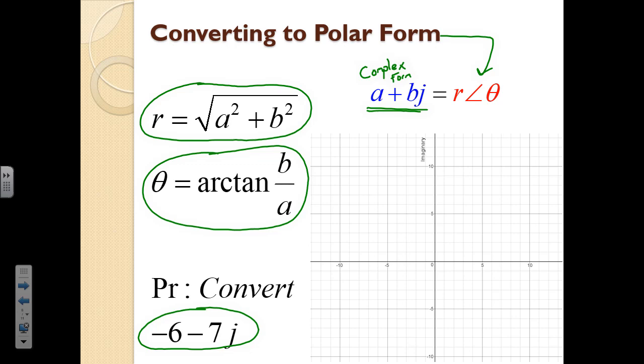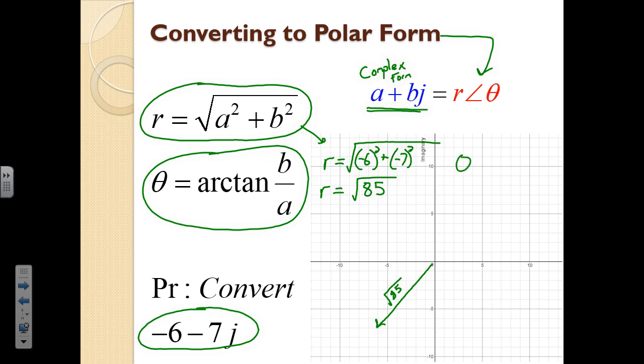Okay, this vector has a real part of -6 and an imaginary part of -7. This vector is pointing down here into quadrant 3. So based on these two relationships, we can say that the magnitude of this vector is going to be the square root of the real part squared plus the imaginary part squared, which becomes the square root of 85. So that's the magnitude of our vector.